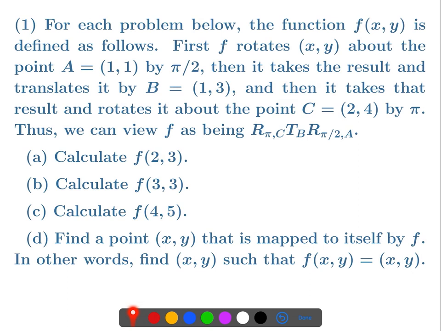So first, let me write down what f is again. F is a rotation, first around 1, 1 by pi halves, then a translation by 1, 3, and then a rotation around 2, 4 by pi. So this is a quick representation of f, and I can eliminate most of the information on this page. So we're first going to calculate this, and then we'll come back to these problems and deal with what they're asking us to do.